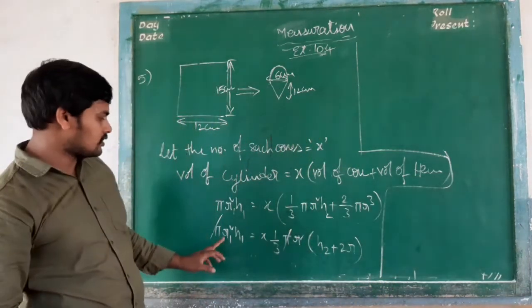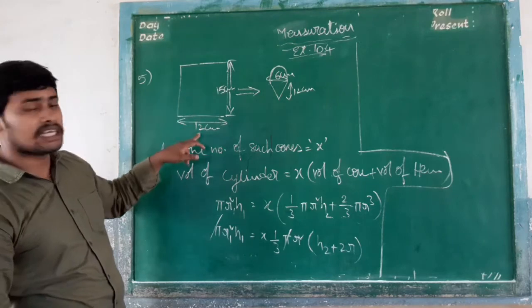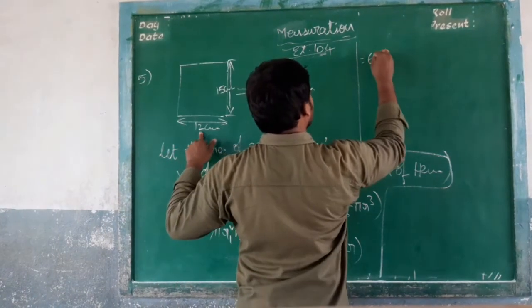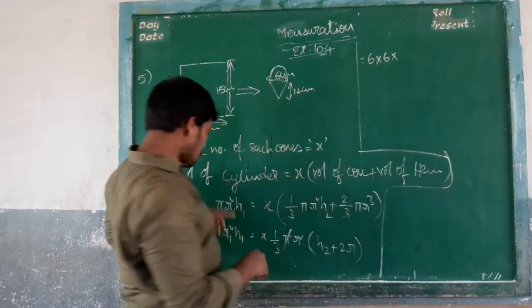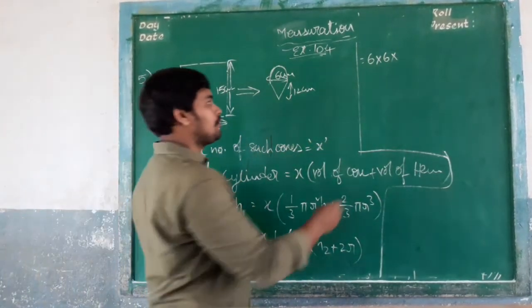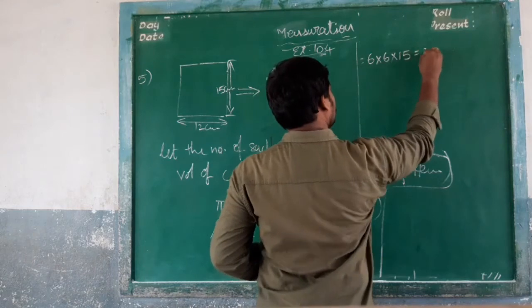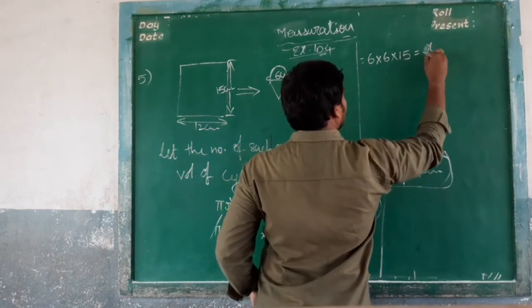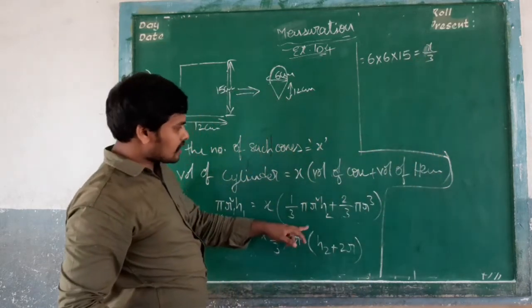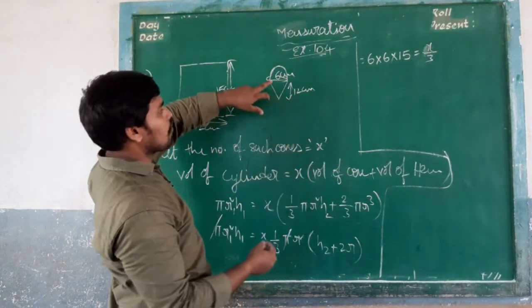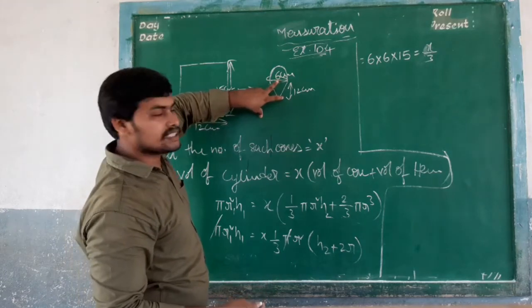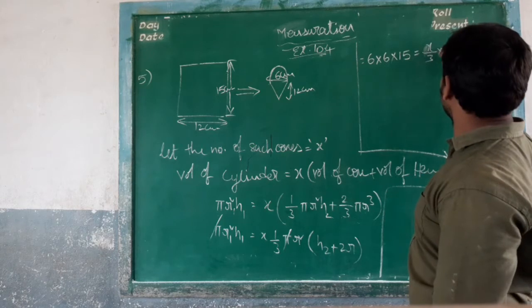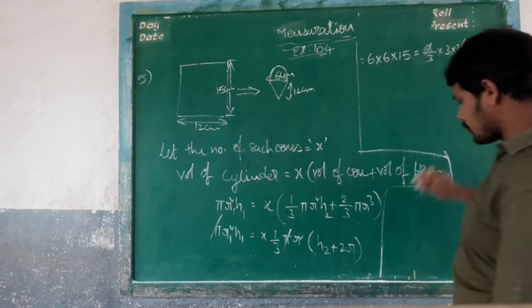So pi cancels. What is the r1? R1 is all about the cylinder. What is the radius of the cylinder here? 6. 6 into... what is the height of the cylinder? 50. That equals x into x by 3 into r square. R square is all about the cone and hemisphere. What is the r value here? Diameter is 6, radius is 3. 3 into 3. Okay.